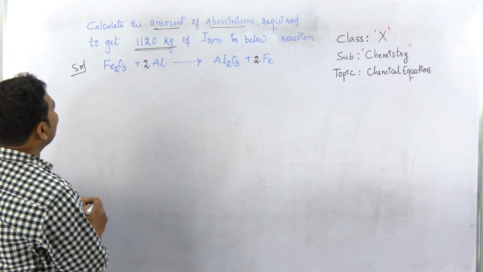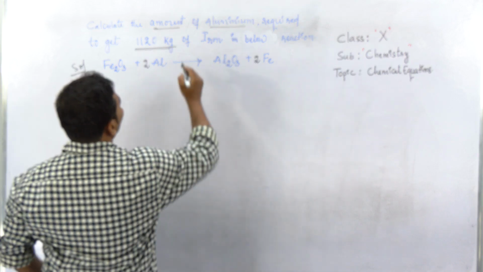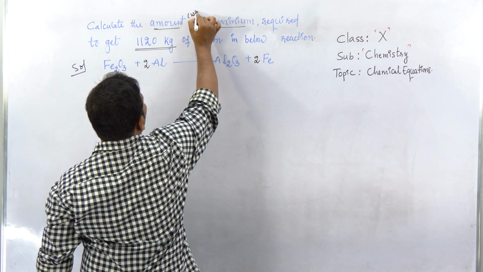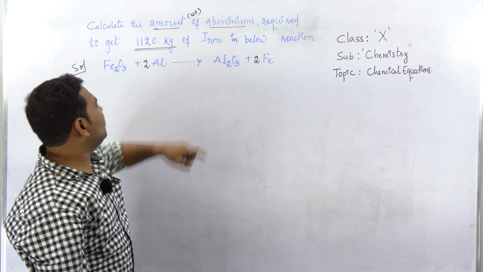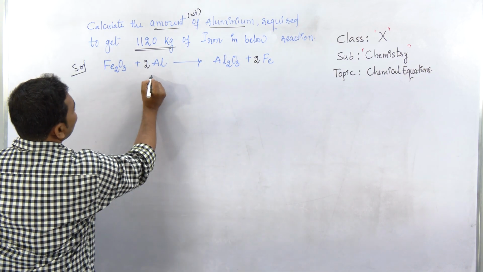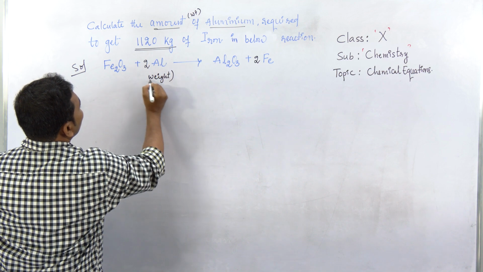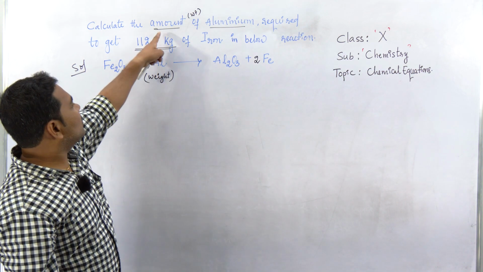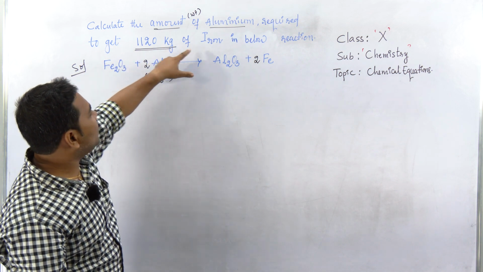Now, what is mentioned in the question? Calculate the amount of aluminium, so the amount of aluminium in terms of its weight. In terms of its weight, we need to find out. So we write what quantities are involved here. One is the weight of aluminium, which is asked in the question: the amount of aluminium required to get 1120 kg of iron.